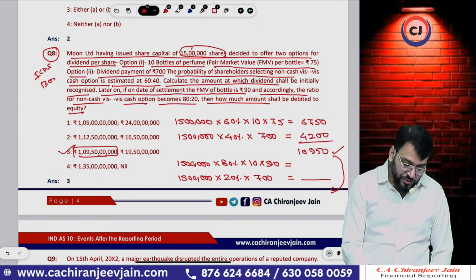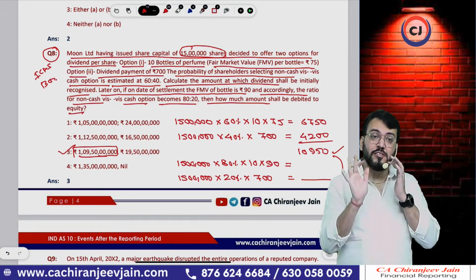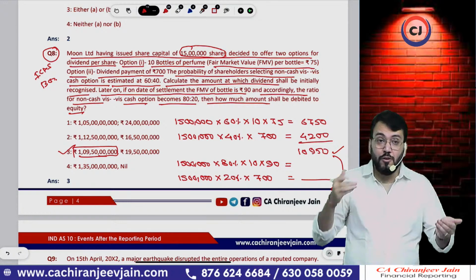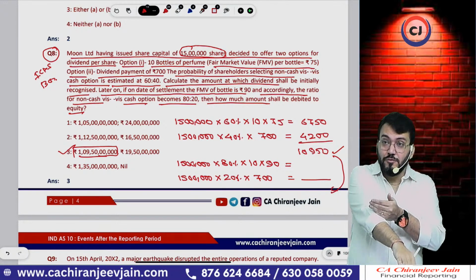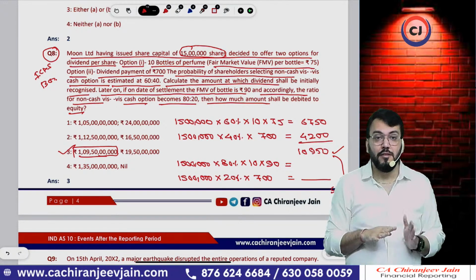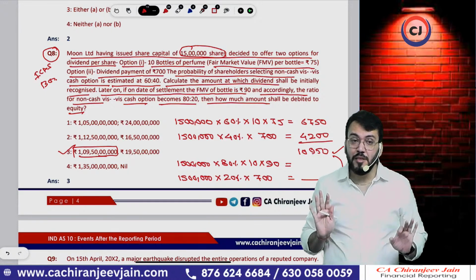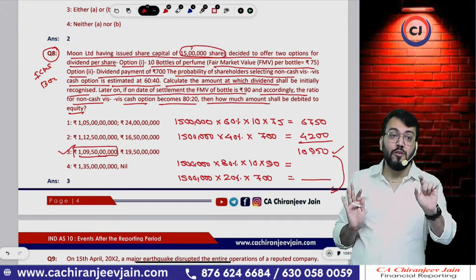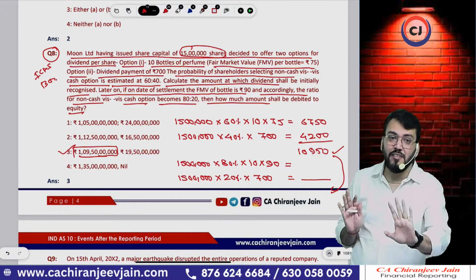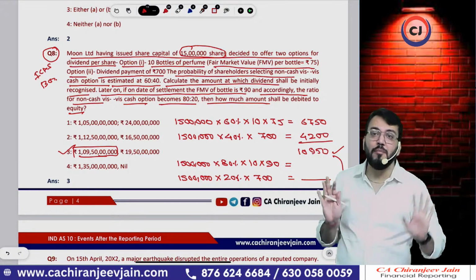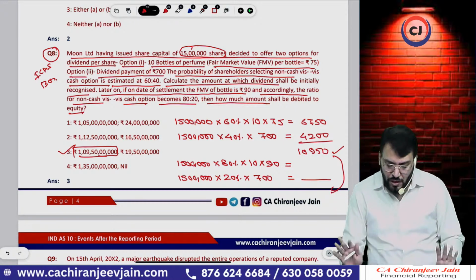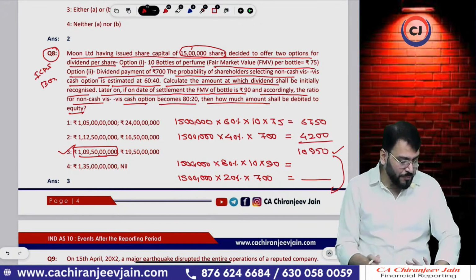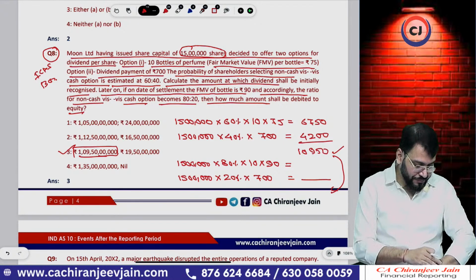This is an ICAI BOS question. When I saw this question for the first time, I said, wow, they are going to a very deep level. It was not asked in the exam, but if they ask this type of question and you are not doing the concept, then can I say your exam will not be able to be written? So now with this, Appendix A to Ind AS 10 is completed. Now can we start a new chapter?